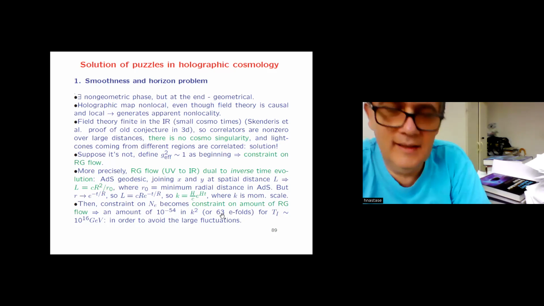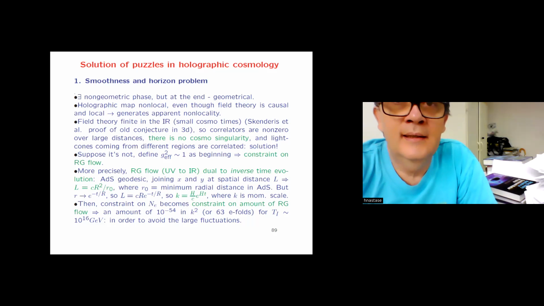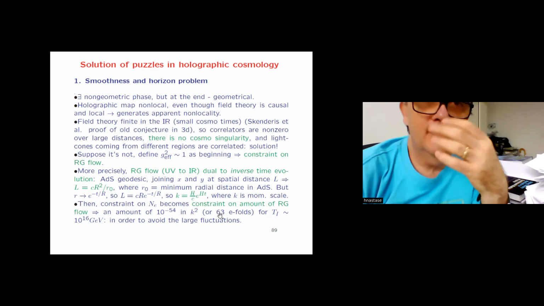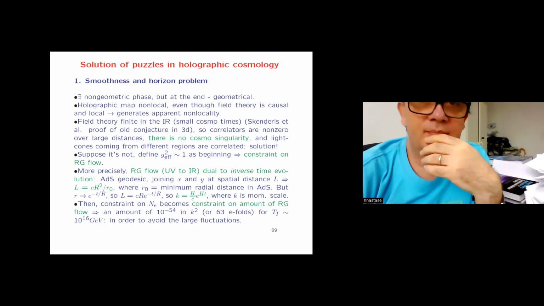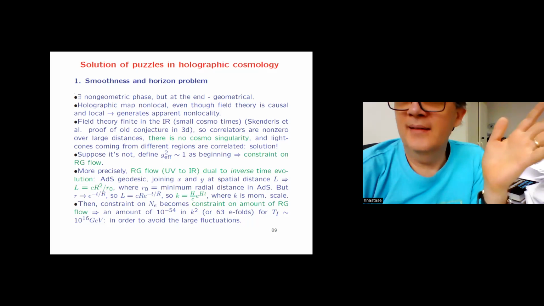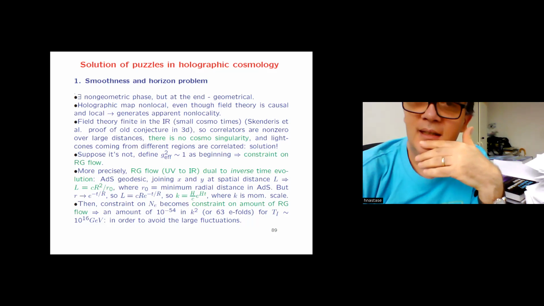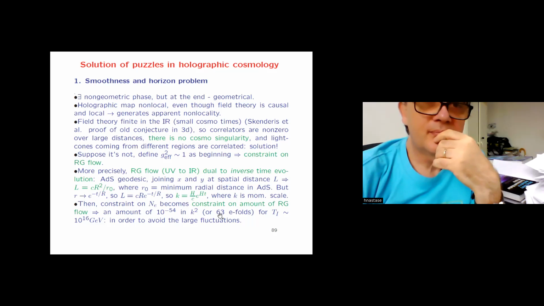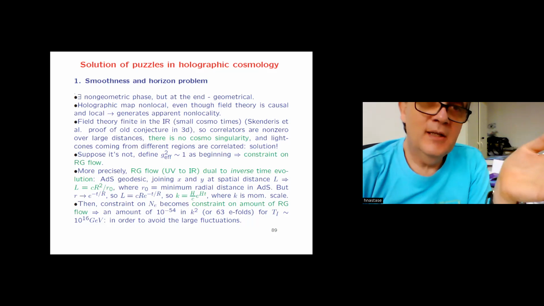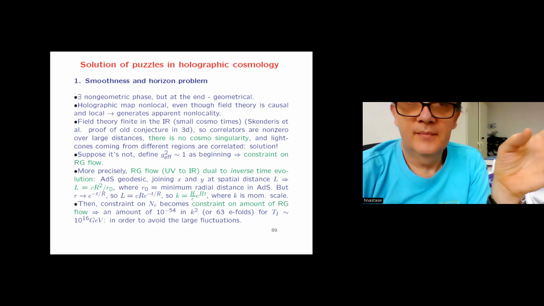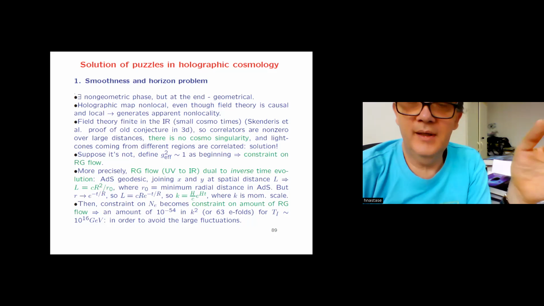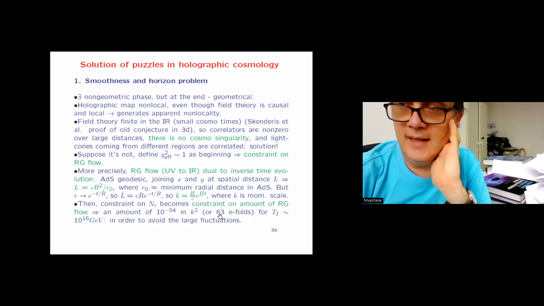Okay, so now let's see how we solve this in holographic cosmology. How about the first one, the smoothness and horizon problem? You might first say it's a non-geometrical phase, so you can't use geometry. But at the end, it should be geometrical, so you should still explain things. One thing you might think of is that the holographic map is non-local. Even though the field theory itself is causal and local, the map to gravity is non-local, so it will generate some apparent non-locality. And that's certainly part of it.